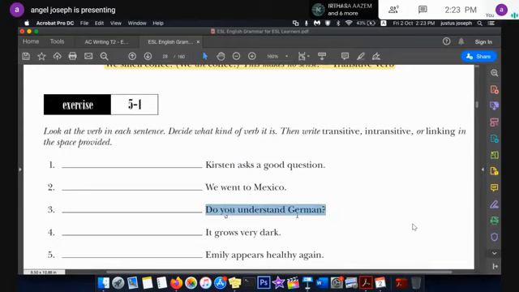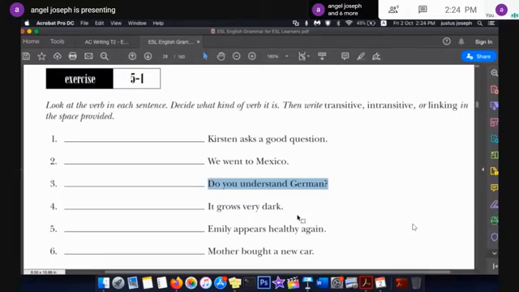Look at the third one. Do you understand German? What is the verb here? Understand. And does it have an object? How do you find an object? German is the object. So what kind of verb is being used here? Transitive verb. Okay, the object is there, so transitive. Great.